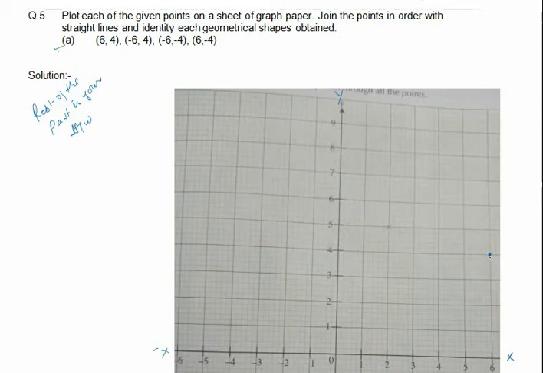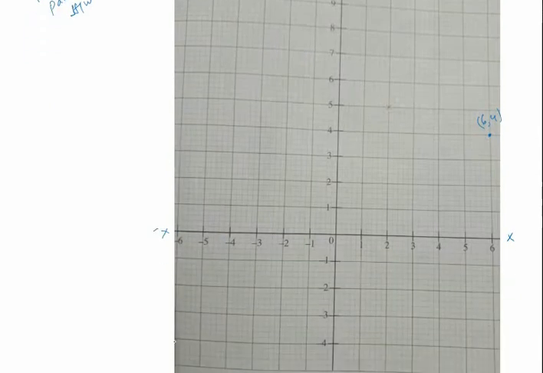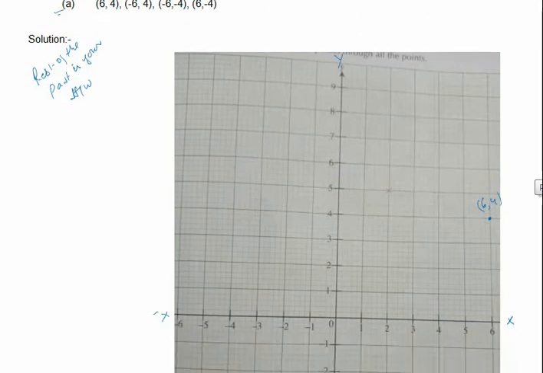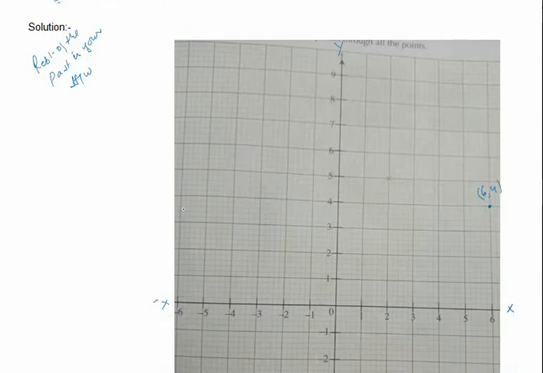So this point is 6 and 4, and the second one is -6 and 4. -6 on the x-axis is this, and for -4 we must go down. So -4 is here, somewhere here. It is missing, but it is -6 and -4 here. Now the third one is -6 and +4. So -6 and +4 must be here.